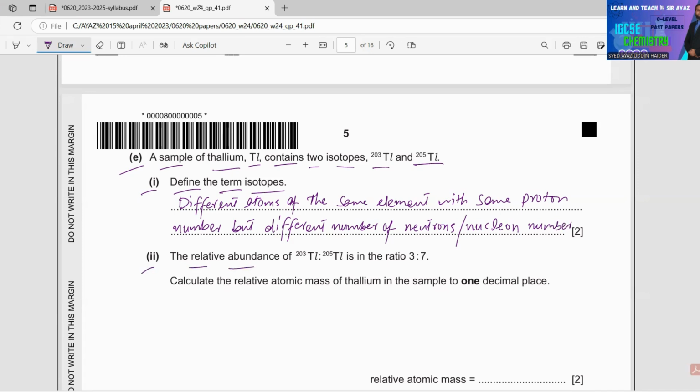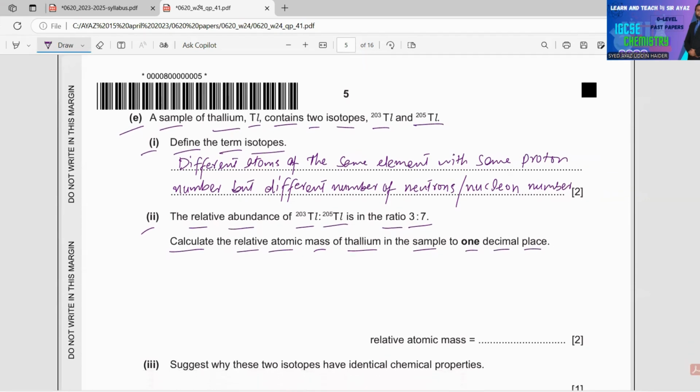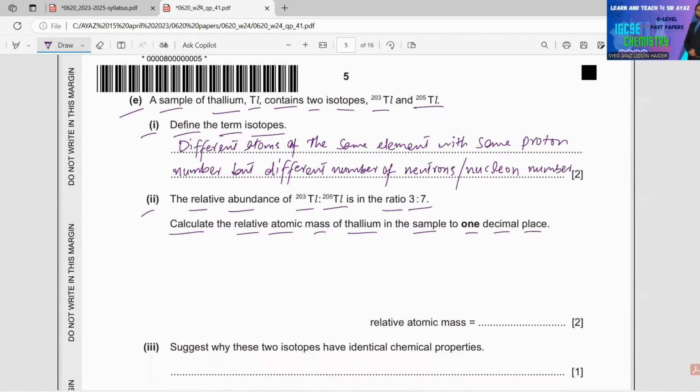Part 2, the relative abundance of Tl 203 and Tl 205 is in the ratio 3:7. Calculate the relative atomic mass of thallium in the sample to 1 decimal place. Now what I'm going to do is consider this ratio as a percentage. If you add 3 plus 7, it becomes 10, which means we have, I'm writing the data, 30% Tl 203 and 70% Tl 205.